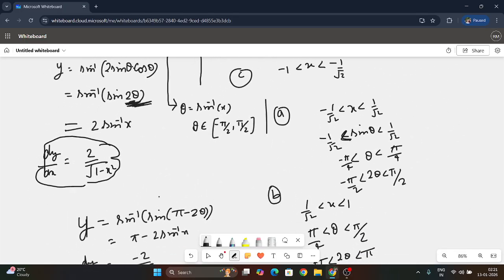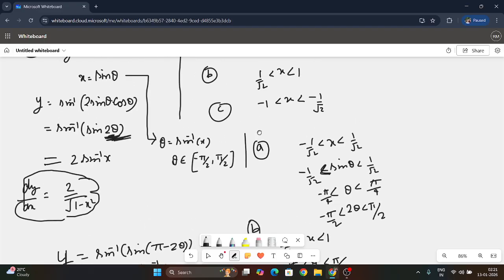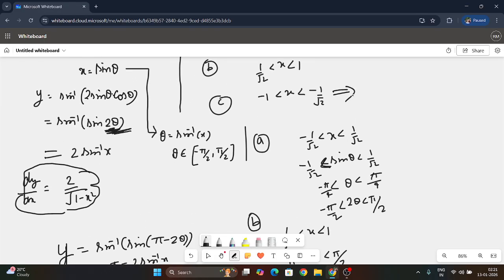And option C, how to find this? I am just giving you homework: you have to solve option C. It's very easy, not so difficult. Always keep in mind it's very, very easy. Minus pi by 2 to minus pi by 4. I hope you can do it, and if you still have any doubt, you can ask me. I will always be here to help you. And for C, you will get minus pi minus 2 theta. So I hope that you can do it on your own, and let's go for the next question.